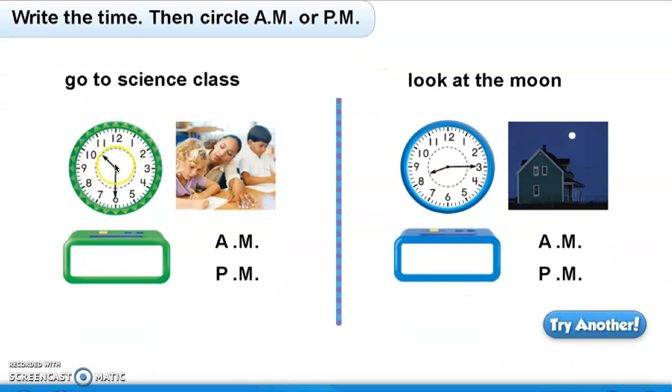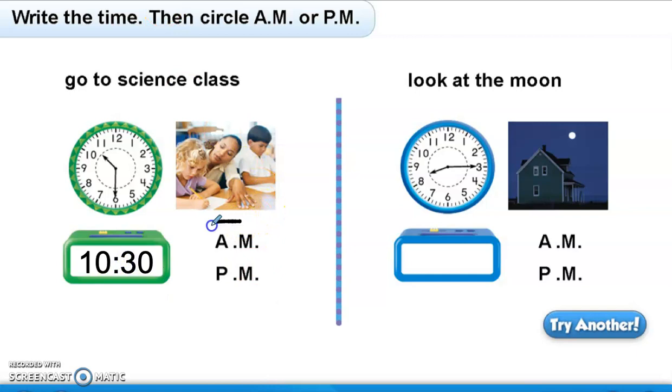Go to science class. So this one is in between the 10 and 11, and then the minute hand is showing on the 6. So it's half past 10 or 30 minutes after 10 or 10:30, right? So 10:30 is our time, and going to science class would be AM, right?